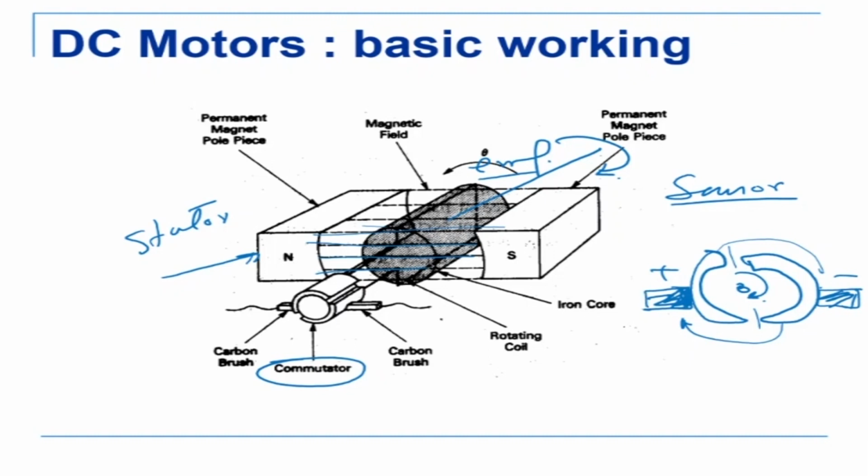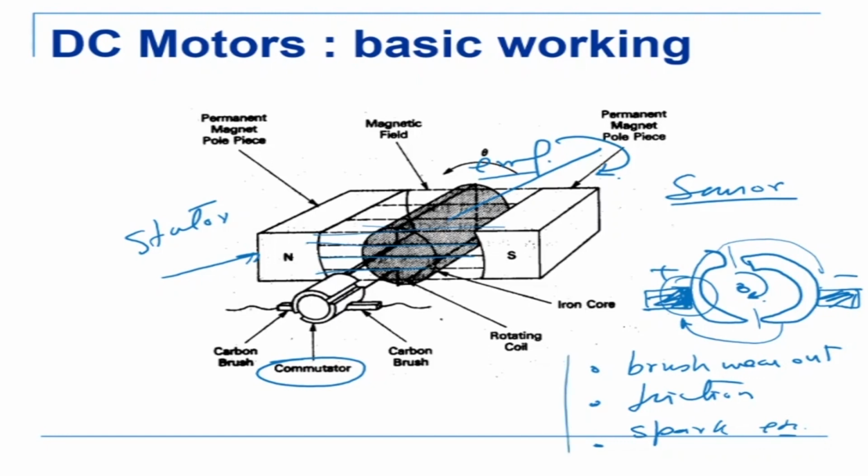Now because of this brush, there is contact here, and after a lot of rotations, because of wear and tear, the brush is going to wear off. So number one, the brush will wear out and you'll have to change the brush. Number two, because of this, there is friction at this contact point. And number three, there is a chance of spark, etc. Because there is contact which is being made and broken, there is a chance of a small spark at times.